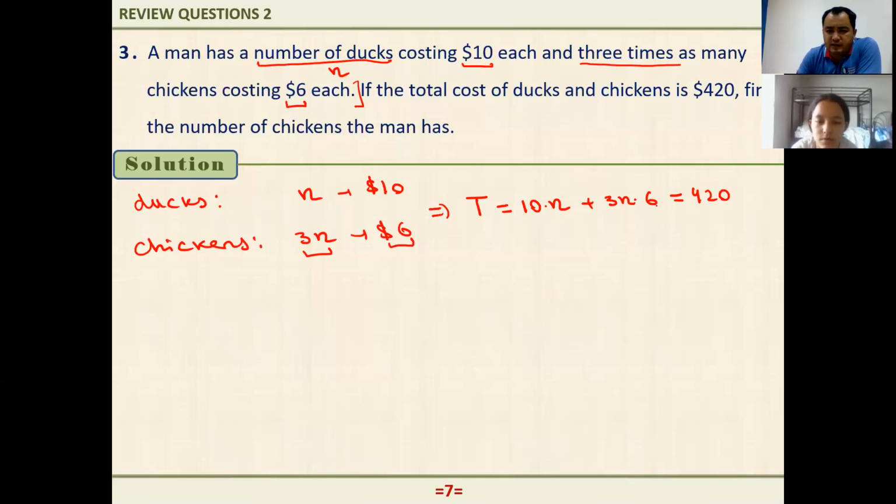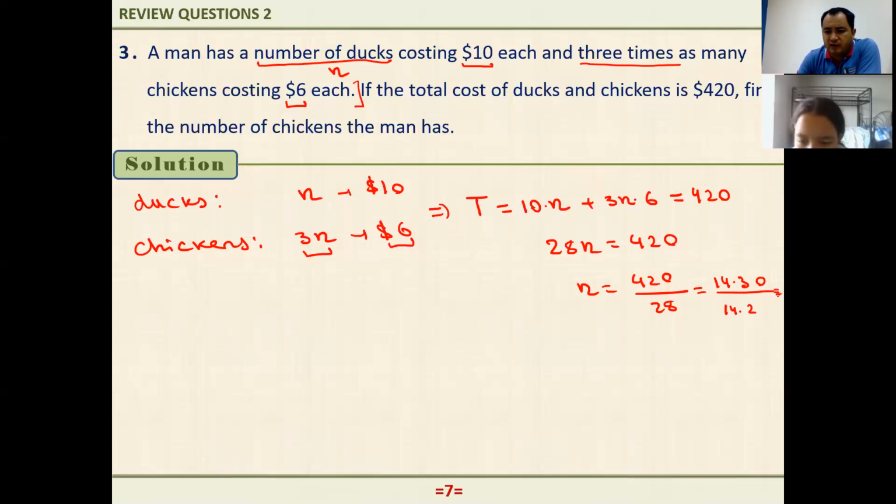So now the rest is easy. Here we have 16, 3 times 6, 18. 18 plus 10, it is 28N. On the right-hand side, 420. So here N equals 420 over 28, right? And by 42, we can write it as 14 times 30. And this one is 14 times 2.